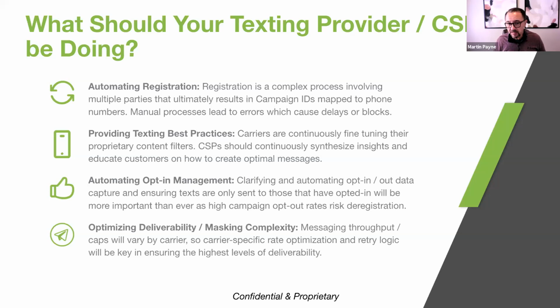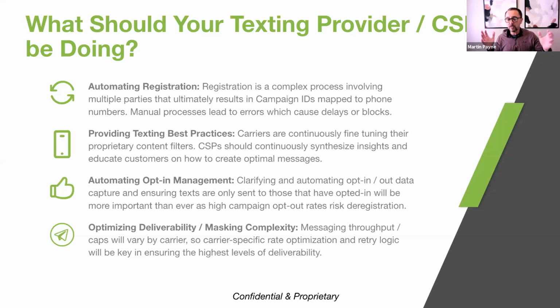And then optimizing deliverability and masking complexity. Messaging throughput, I give the carriers credit for unifying in a lot of ways, but there are still variances in terms of content filtering. There are variances in terms of rate limiting, message caps, and you really want your CSP to be on top of the differences there, because, for example, Eric kind of alluded to this earlier, you may hit a message cap with one carrier before you hit a message cap with another carrier.